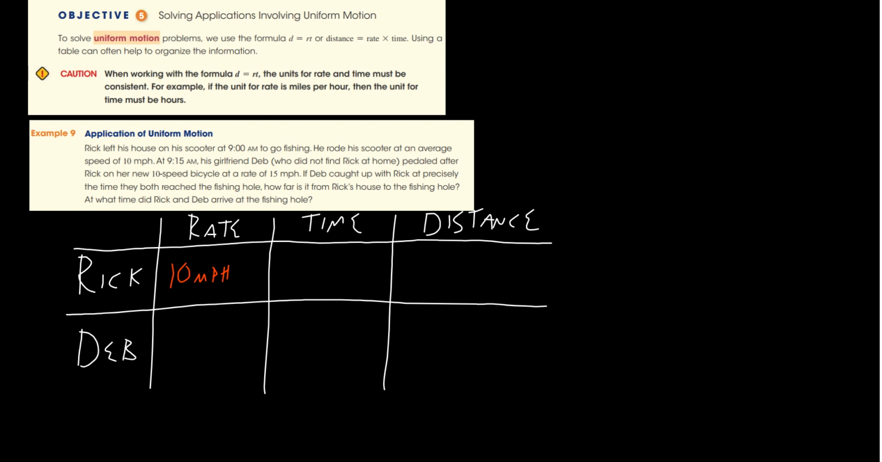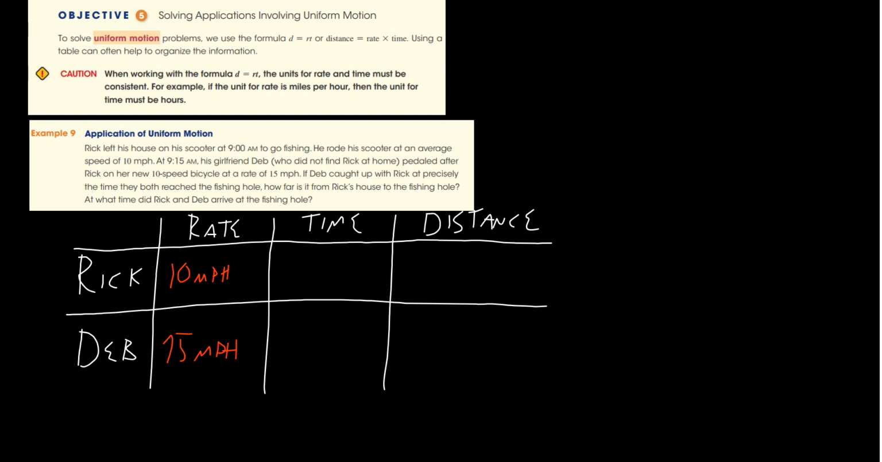All right. Now, what is Deb's rate? Well, she is significantly quicker at 15 miles per hour. So we got the rates down. Now the time. We're going to have to use time as our variable, it looks like.